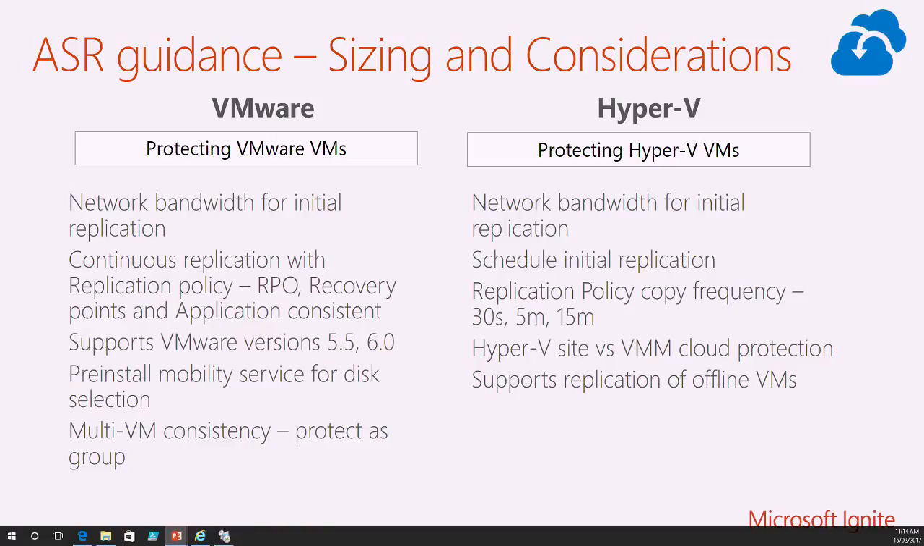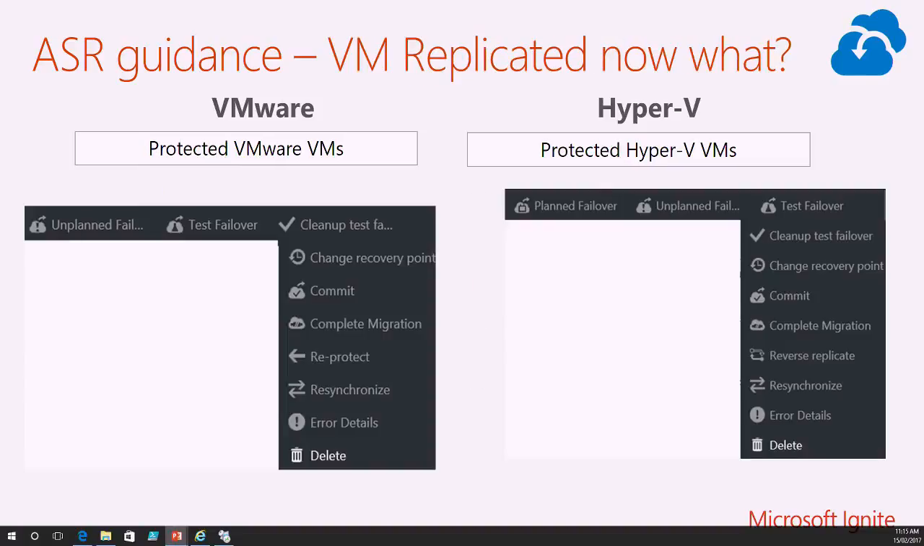You're locked into those. The VMware scenario supports 5.5 and 6.0 versions. And I mentioned before the replica of offline VMs. Okay, so once those VMs are replicated into Azure, whether it's the Hyper-V scenario, the VMware scenario, or the physical scenario, this is what we can do with them. If you look at the VMware side and the Hyper-V side, they look fairly much the same, really.